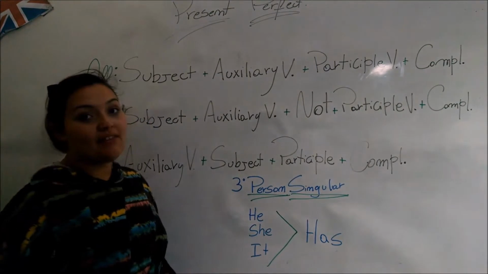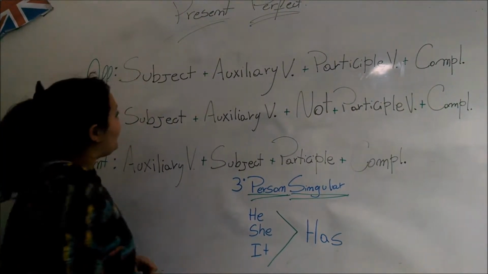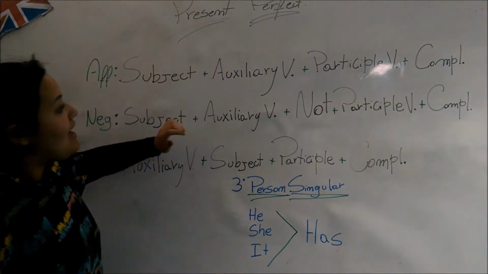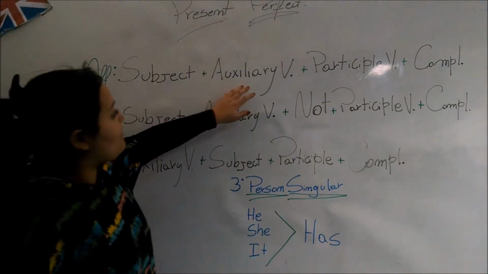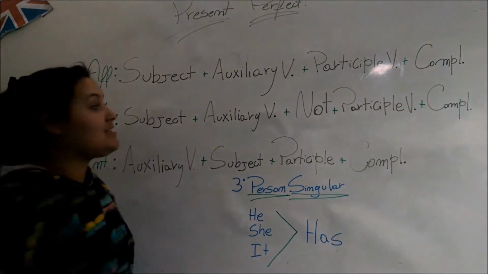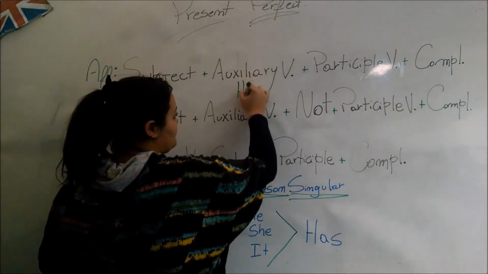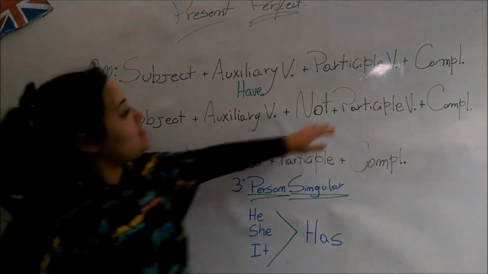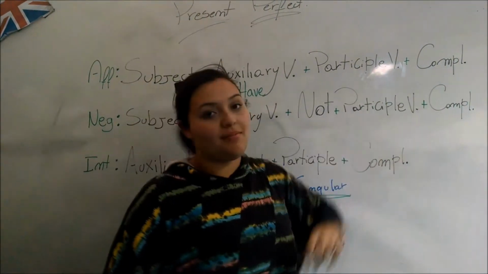First of all, we have the affirmative form, that in the first position we have to put a subject. Then we have to add our auxiliary verb, that in this case is have. Then a participle verb and a complement.